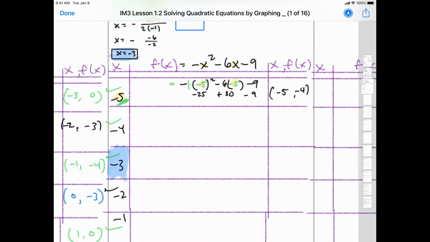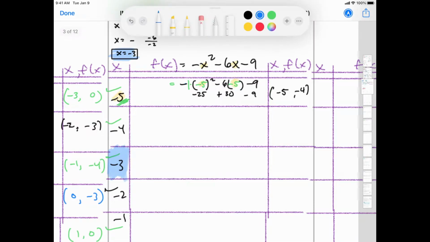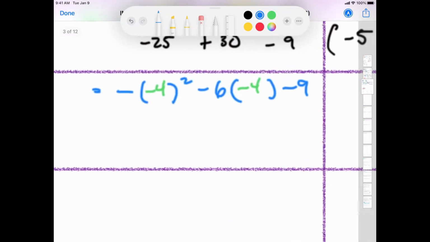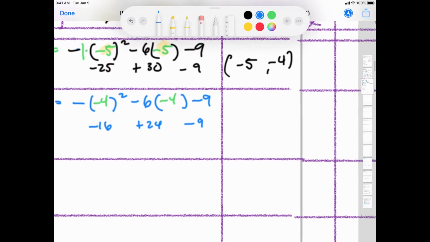Let's go ahead and try our next one here. So a negative sign, squared minus 6 times something minus 9, and that something is going to be -4, which I got over here. And let's simplify that. Negative 4 times negative 4 is positive 16. Opposite of that is negative 16. Positive 24 minus 9. And that'll give us 8 minus 9, which is negative 1. So negative 4, negative 1.